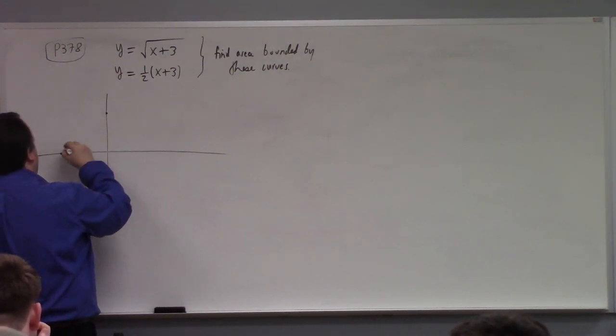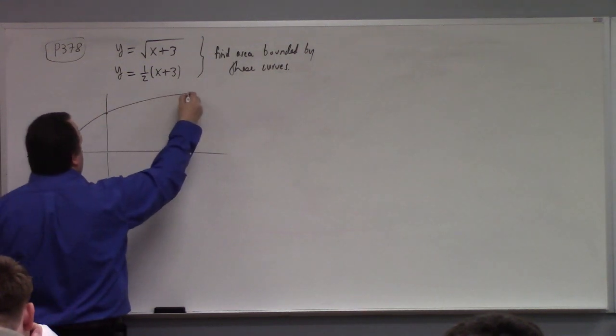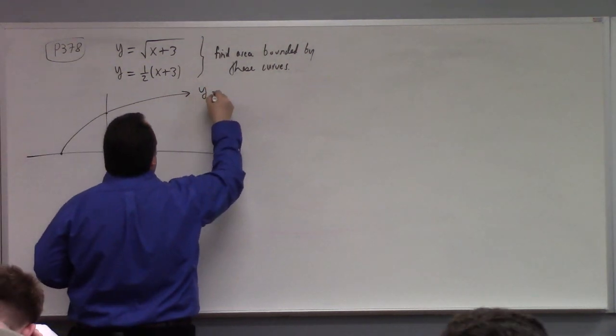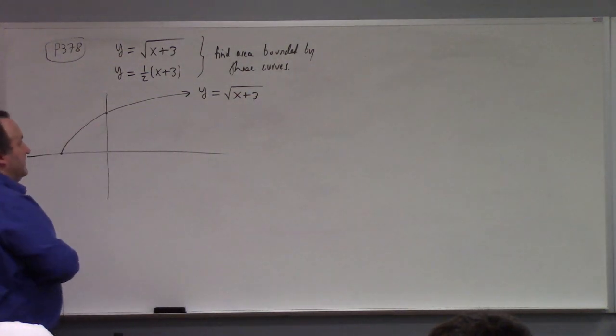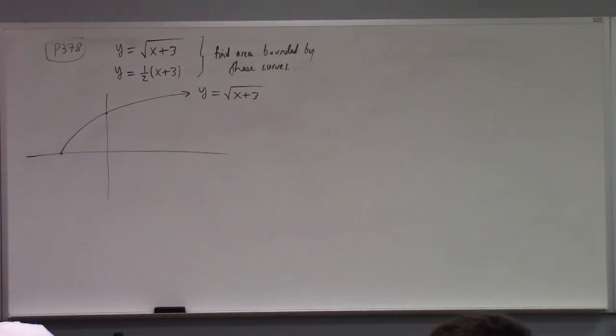So roughly speaking, this thing looks something like that. So there's your y equals square root of x plus 3 graph. It's half of a parabola that goes sideways. Now, how about y equals 1/2 x plus 3?